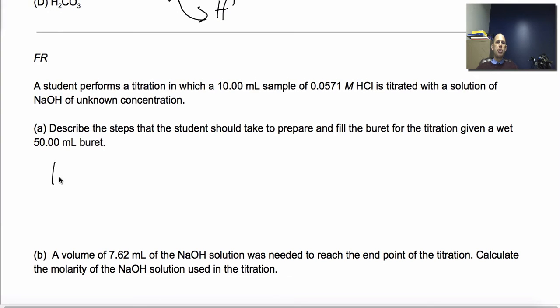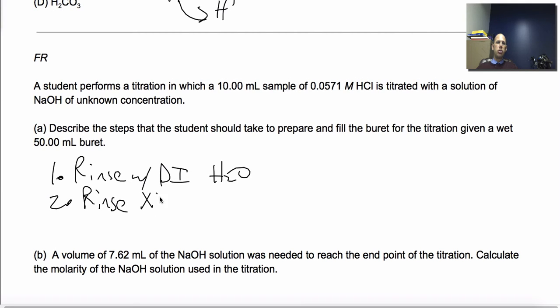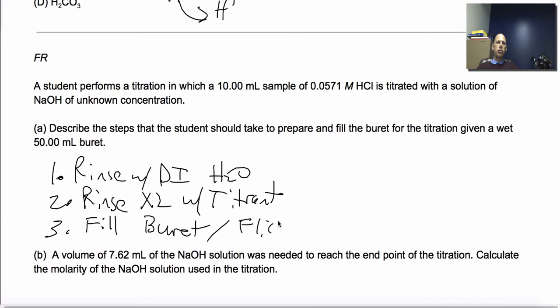So describe the steps to prepare the burette. One, I said it above, you're going to rinse with DI water, distilled water. Two, you're going to rinse times 2 with the titrant. And then three, you're going to fill that burette. And then flick to remove any of the air bubbles.